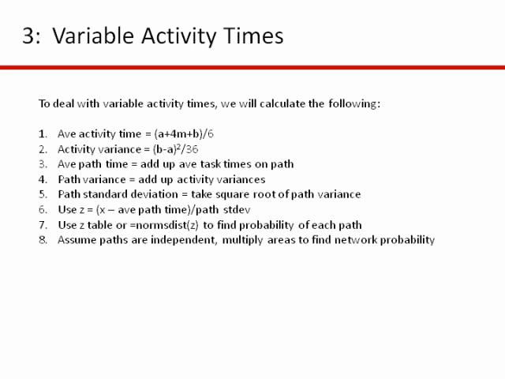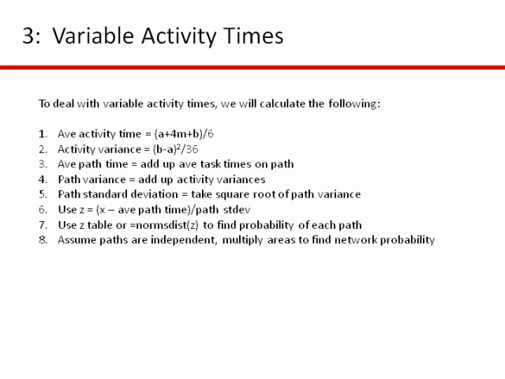Okay, so now let's deal with probabilistic activity times. So before I do an example, I want to call to your attention these following formulas, because I'm going to show them in an Excel spreadsheet. First of all, you're going to be given 3 times for each activity. You're going to be given an optimistic time, you're going to be given a likely time, and you're going to be given a pessimistic time.